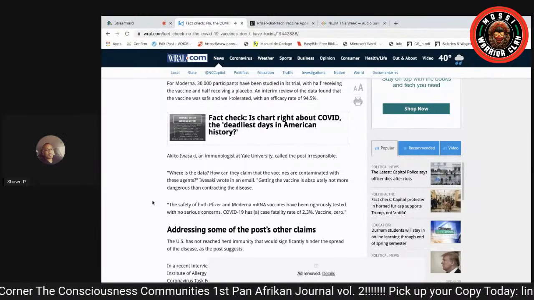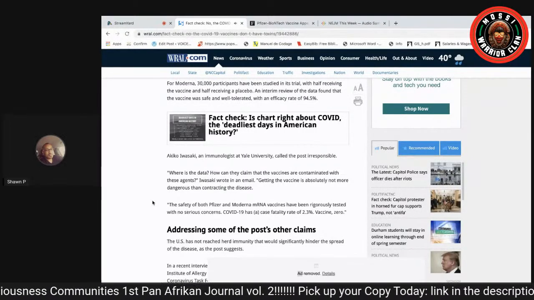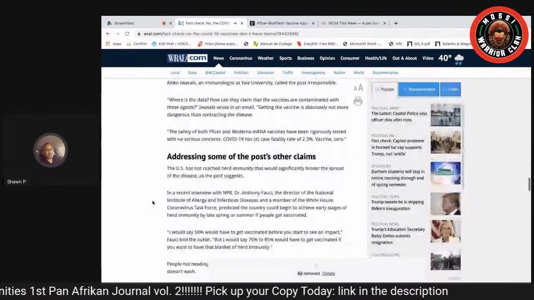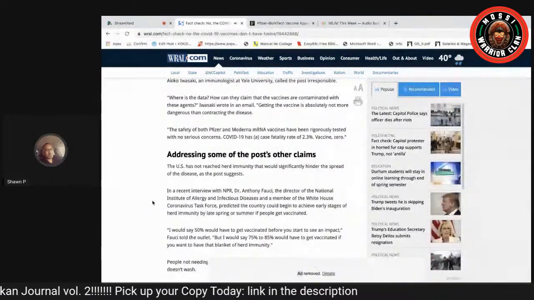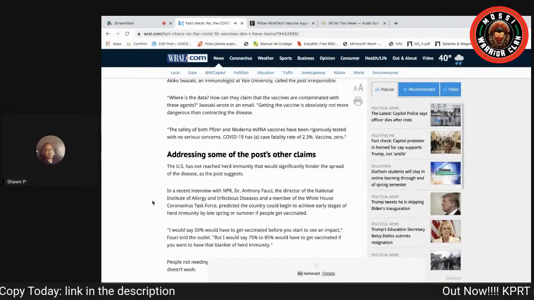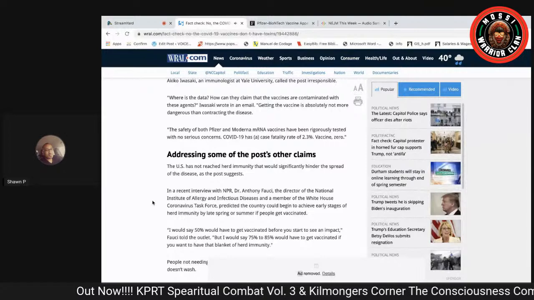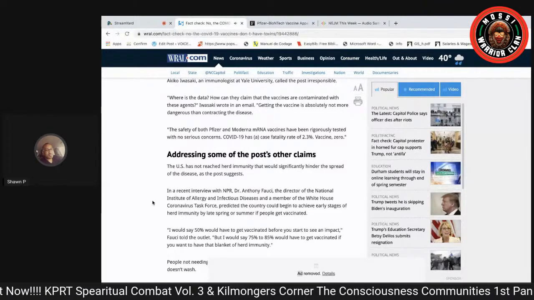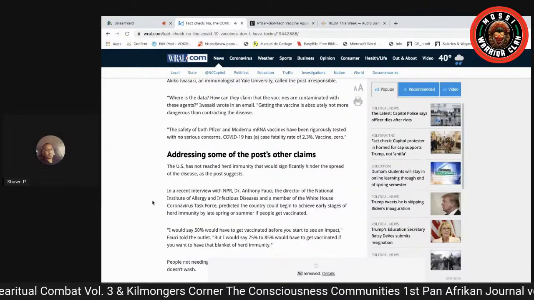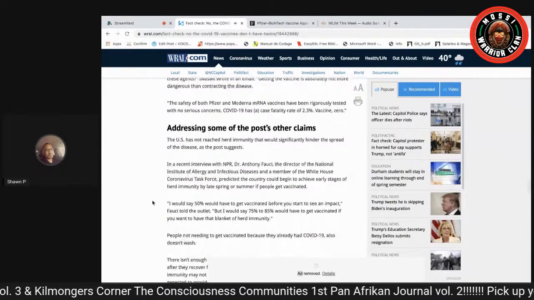"Where's the data? How can they claim that the vaccines are contaminated with these agents?" Iwasaki wrote in an email. "Getting the vaccine is absolutely not more dangerous than contracting the disease. The safety of both Pfizer and Moderna mRNA vaccines have been rigorously tested with no serious concerns. COVID-19 has a case fatality rate of 2.3%. Vaccine 0."